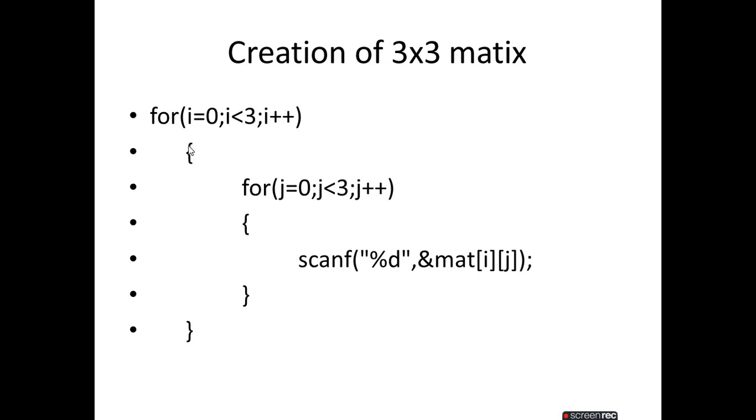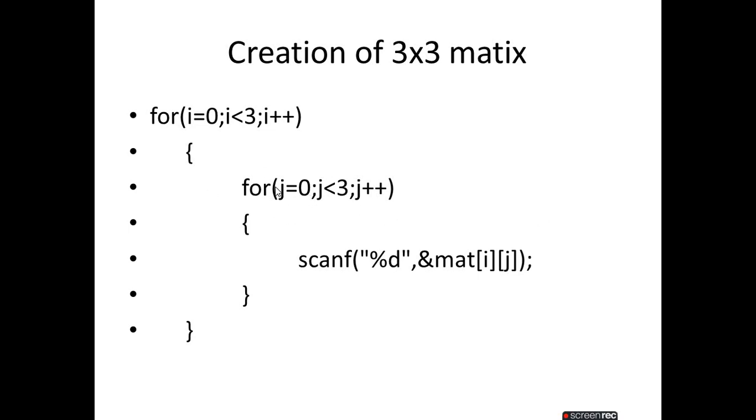So take a for loop: for i equals 0, i less than 3, i plus plus. This for loop works for generating the rows, meaning row-wise elements are pushed, and this j loop controls the columns. Okay, I will trace the code, and at that time I will explain how this code works.